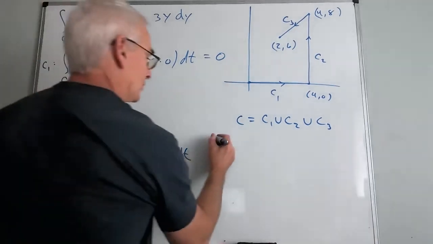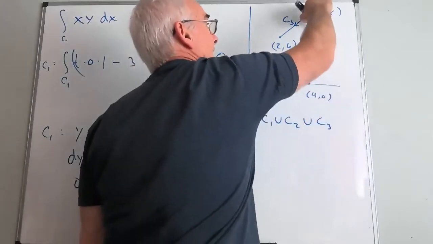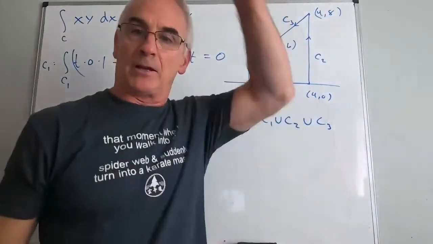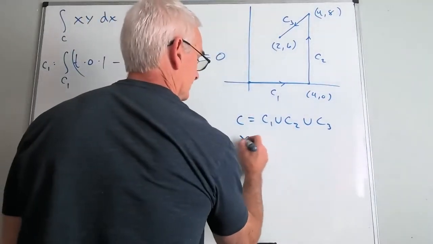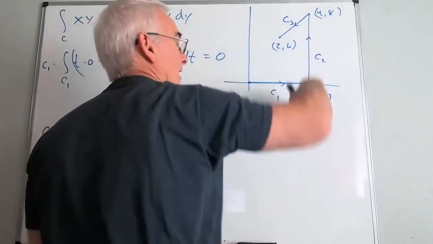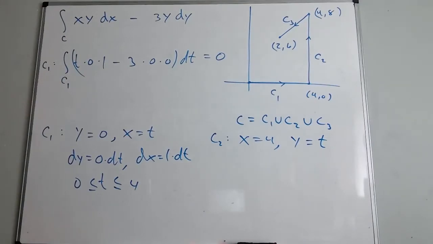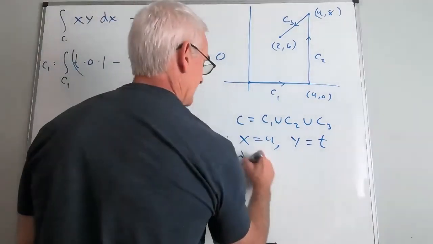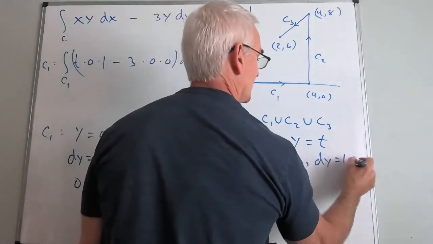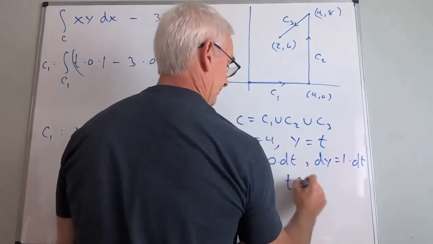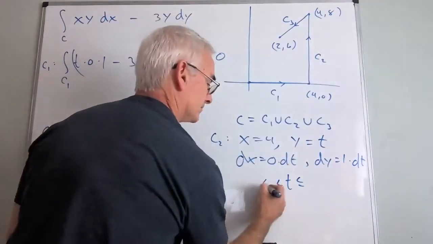So now what about C2? Now I'm going from (4, 0) to (4, 8). I'm moving vertically along the line x equals 4. But y is changing, so this time y will equal t. dx is 0 dt. dy is 1 dt. And t will range from 0 to 8.